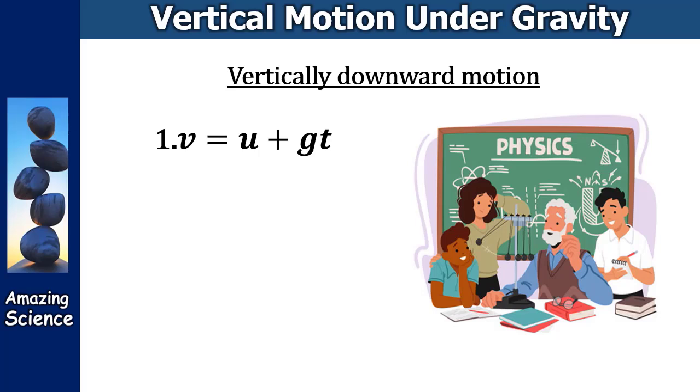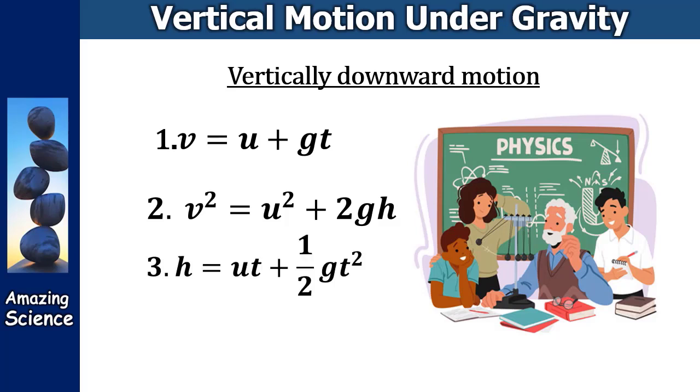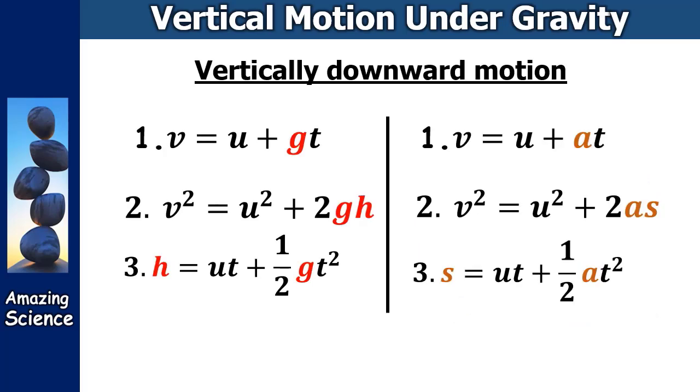In this case, the equations of motion for a body dropped or released from a height are: number 1, v = u + gt. Number 2, v² = u² + 2gh. And number 3, h = ut + ½gt². So if you compare these equations with the normal equations of motion that we have, you would realize that some new symbols have been introduced.